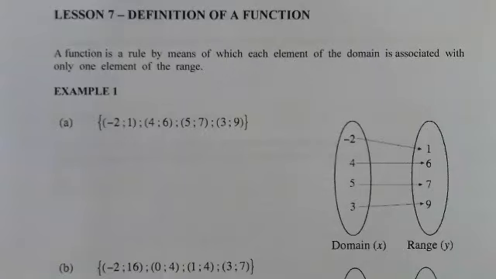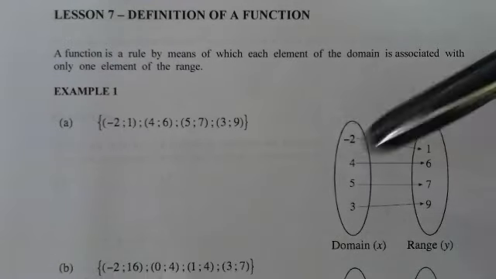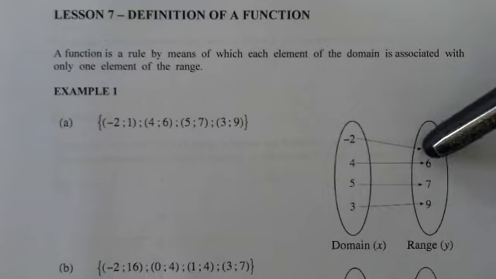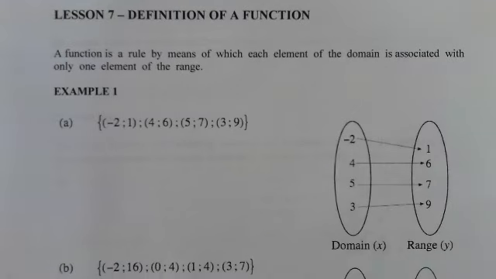Right? What are we really talking about when we talk about functions? A function is a rule by means of which each element of the domain, remember all your input values are called your domain, is associated with one element of the range. All your output values are the range. So one input goes to one output. One input goes to one output. One input goes to one output. That is what a function is.